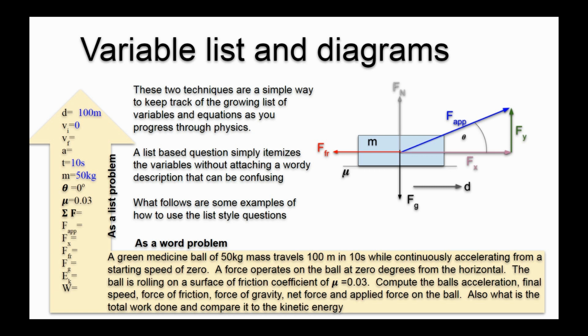Typically you might be asked a question like this: a green medicine ball of 50 kilograms mass travels 100 meters in 10 seconds while continuously accelerating from a starting speed of 0. Force operates on the ball at 0 degrees from the horizontal. The ball is rolling on a surface of friction coefficient 0.03. Compute the ball's acceleration, final speed, force, friction force, gravity, net force, implied force on the ball. Also, what is the total work done compared to the kinetic energy?